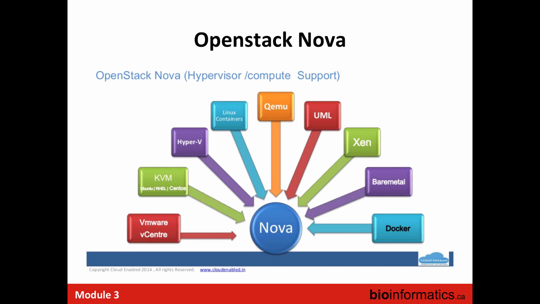If we look at OpenStack Nova, it is basically a cloud computing fabric controller. Basically, it can control the compute part. As I said, it can deal with bare metal servers. It can control Docker engine and start Docker containers. It can deal with Xen hypervisors. QEMU and UML are not very used. Hyper-V, the hypervisor from Microsoft. KVM, the open source Linux kernel hypervisor, VMware vCenter, so all the major hypervisors, open source and commercial, are supported.